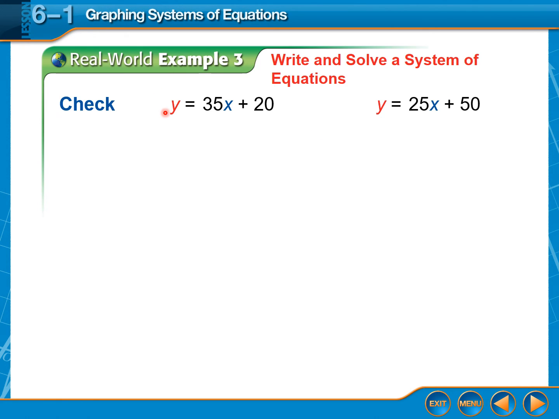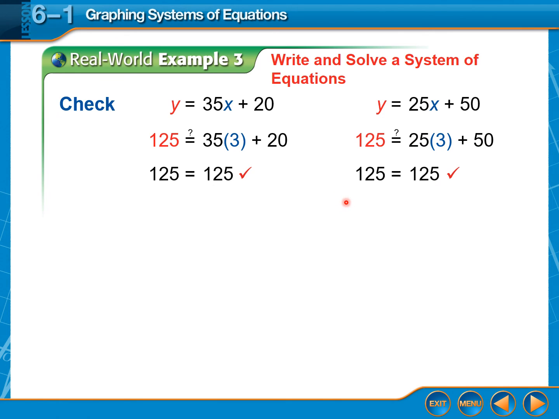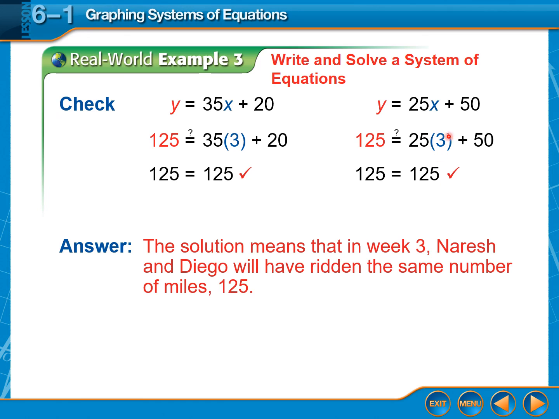So remember, for Naresh, the number of miles was 35 times the number of weeks plus 20. For Diego, it's the number of miles equals 25 times the number of weeks plus 50. So if we say the number of miles is 125 and the number of weeks is 3 in both cases, does it give us a true statement? Well, 35 times 3 is 105, plus 20 is 125. 25 times 3 is 75, plus 50 is 125, so this does work out in both cases. So the solution means that in week 3, Naresh and Diego will have ridden the same number of miles, which is 125.